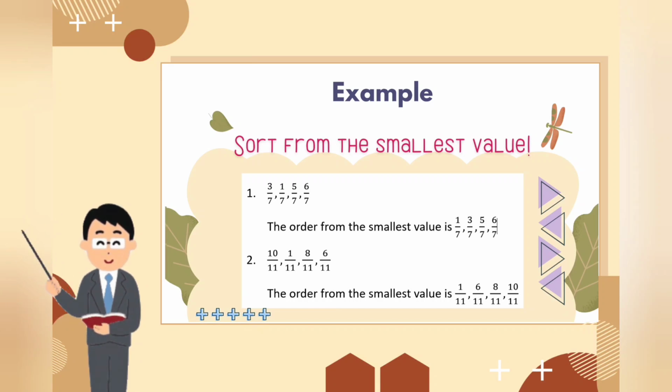Another example, number 2: 10 divided by 11, 1 divided by 11, 8 divided by 11, and 6 divided by 11. The order from the smallest value is 1 divided by 11, 6 divided by 11, 8 divided by 11, and 10 divided by 11.